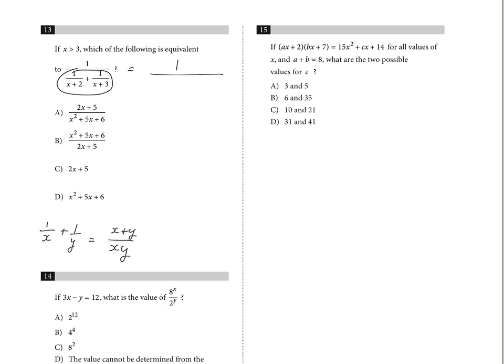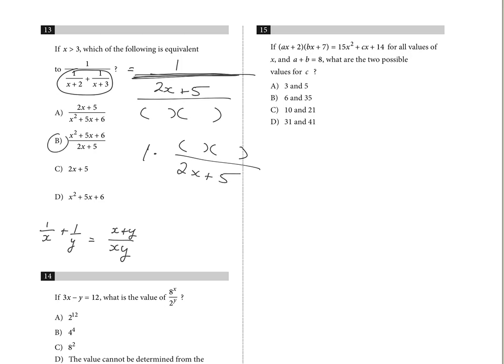So that's going to be 2x plus 5 over the product of the denominators. And then when you rewrite this fraction, you're going to flip and multiply. So you're going to take the denominator, it's going to be 1 times that product over 2x plus 5, and B is the only one that will be like that. You could also do it if you wanted, x plus 2, x plus 3, so the numerator is going to equal x squared plus 5x plus 6.